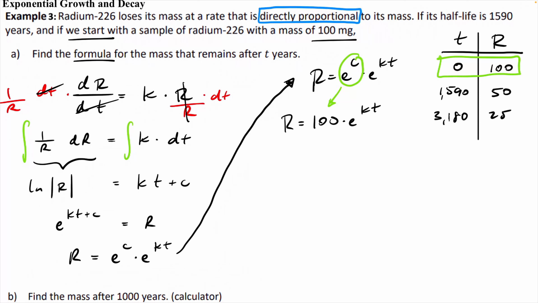Last step, solve for K. How did I solve for K the last time? Plug in R and T. Plug in the R's and T's that we know. I'm going to use the second point. So when there's 50 radium left, 100 times E to the K times 1,590.